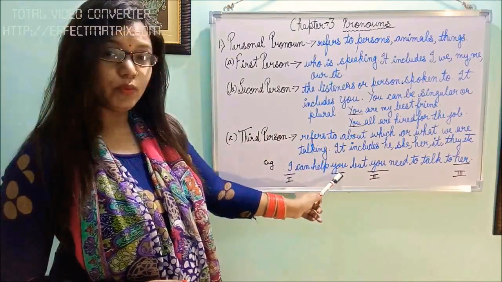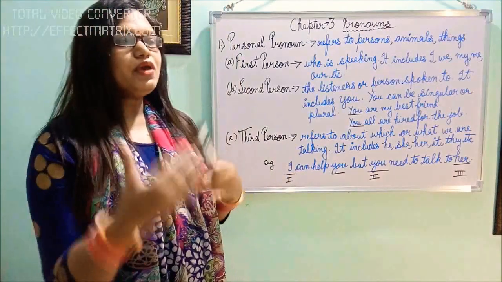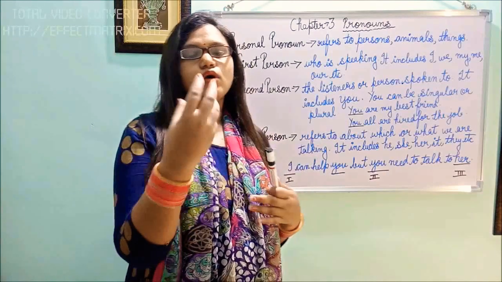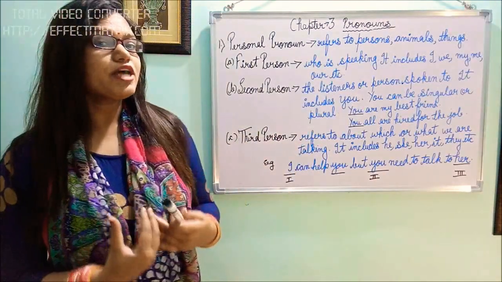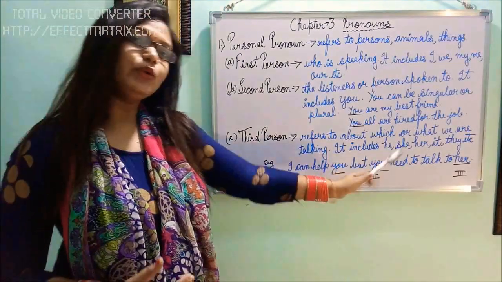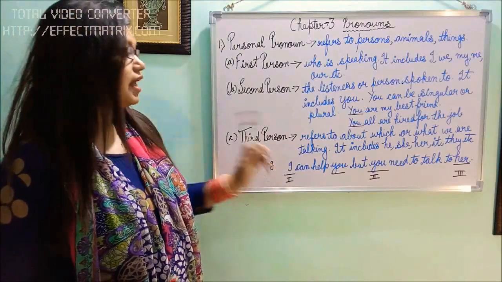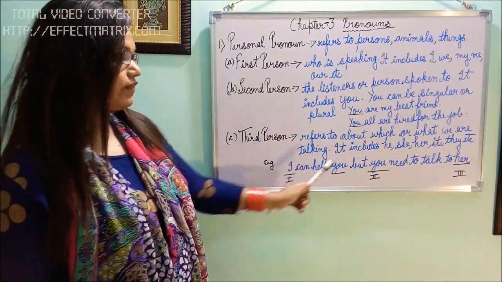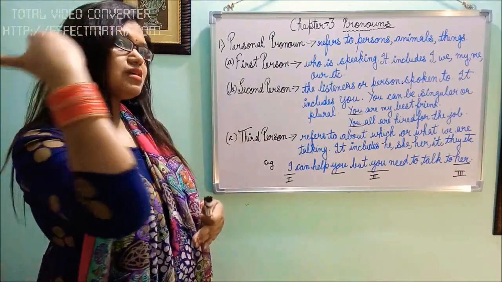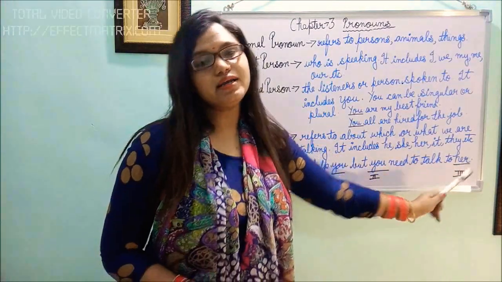I can help you, but you need to talk to her. Right? So maybe you are having a friend, maybe you guys are having a kind of conflict. So I am trying to help you. So I am telling you I can help you, but you need to talk to her, right? Here I is the first person and I am talking to you. That means you is the second person. We are talking about some other person and that is her. So her is the third person.